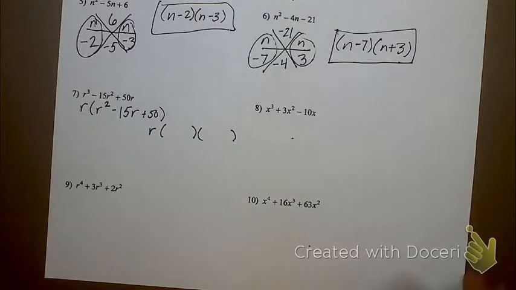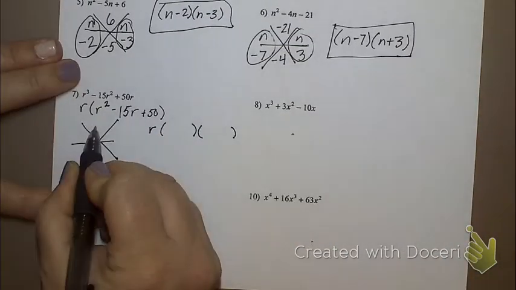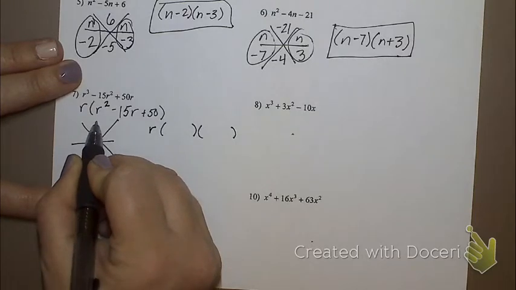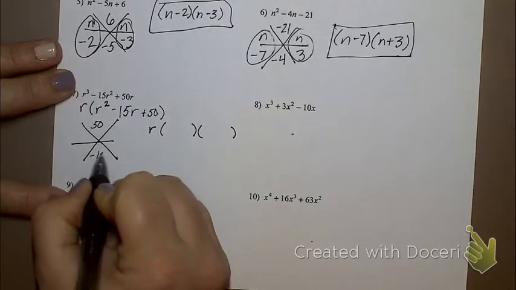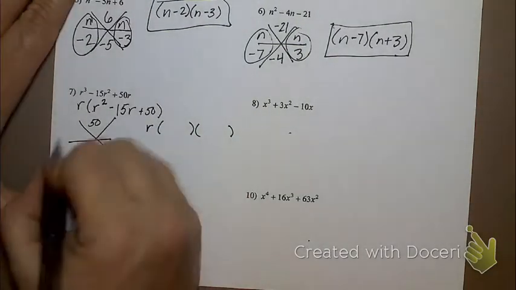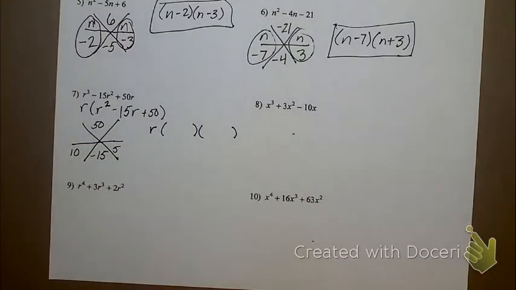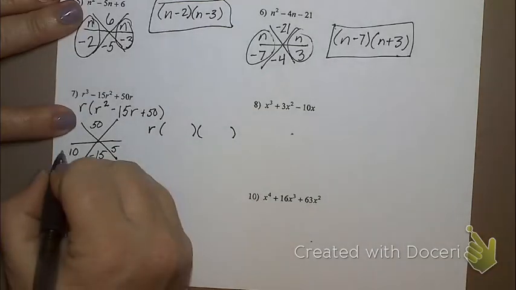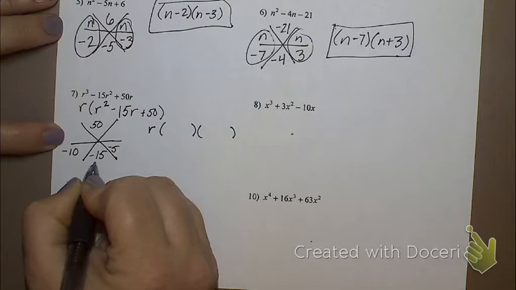Yeah. That's where the third one is. So what's going to go on top here? 1 times 50 is 50. Negative 15 on the bottom. What are two numbers that multiply to get 50 and add to get negative 15? 10 and 5? Those add to get 50. Right now they add to get positive 15. They both have to be negative. Both negatives will still multiply to get 50. And now they'll add to get negative 15.